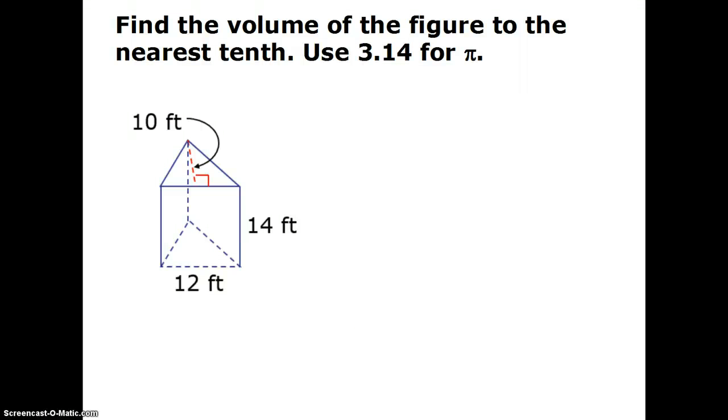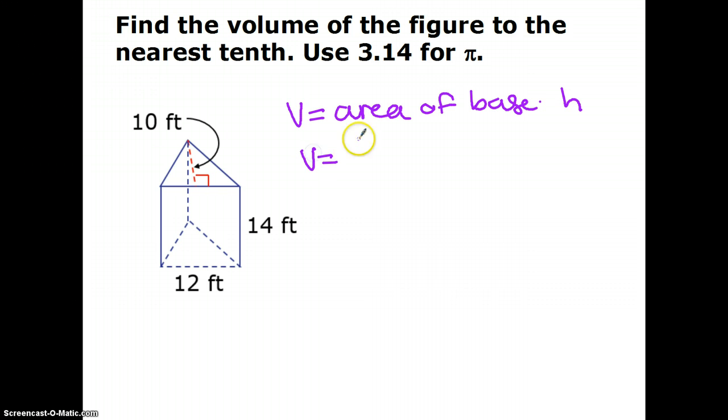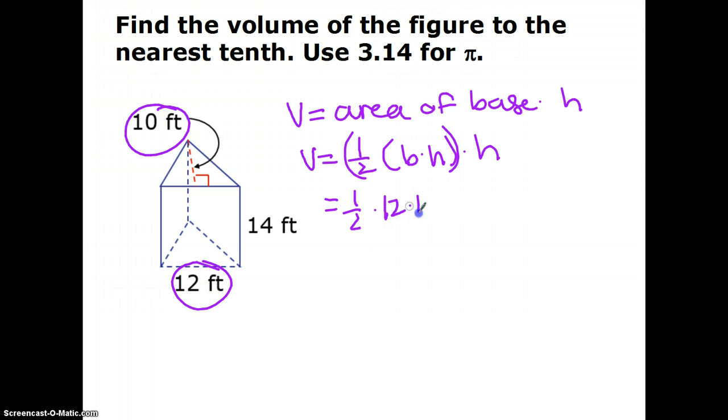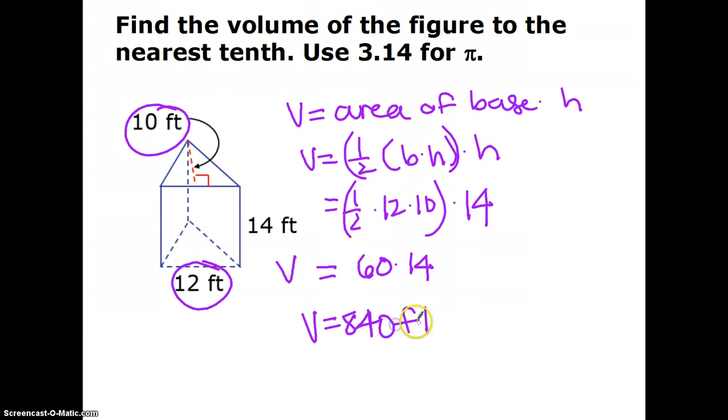I think I have two more after this. So, volume is the area of base times height. Volume equals 1/2 base times height, times the height. That should all be in parentheses. So I have 1/2 times my base, which is 12, times 10, all times the height, which is 14. So I have 1/2 of 12 is 6, times 10 is 60, times 14. 60 times 14 is 840, and my units are feet cubed.